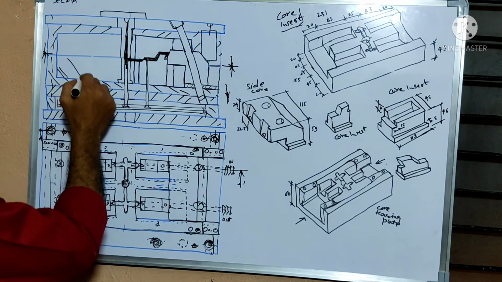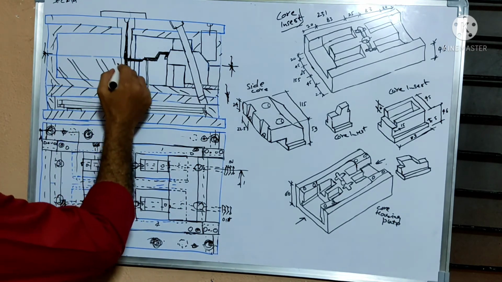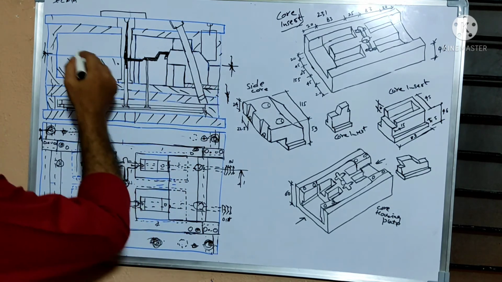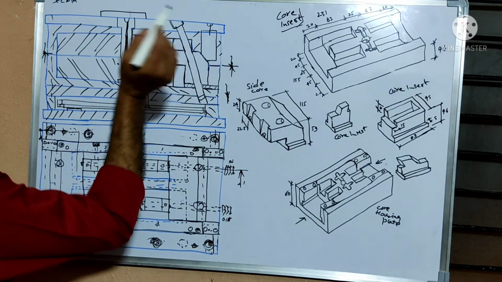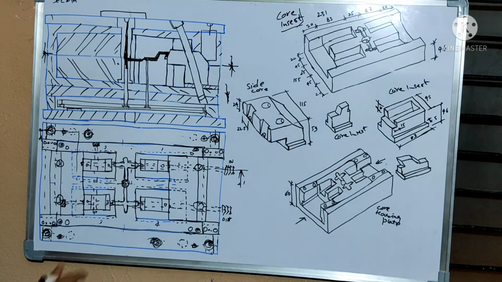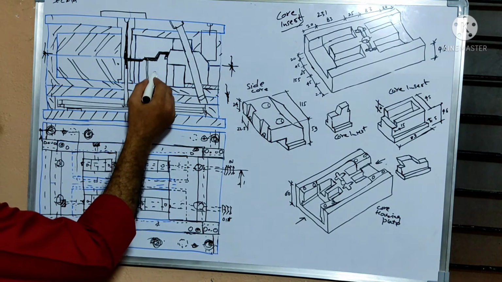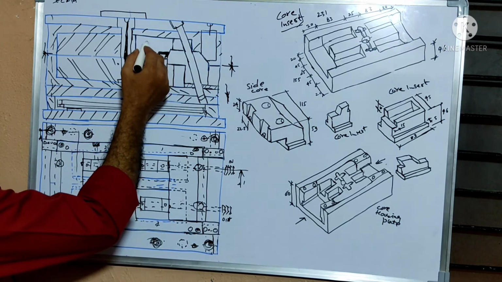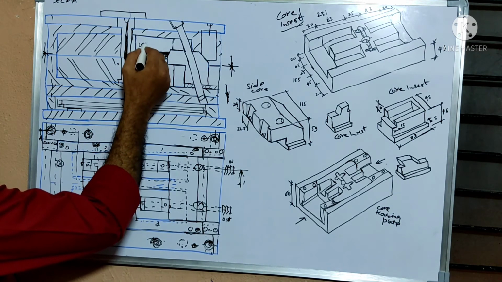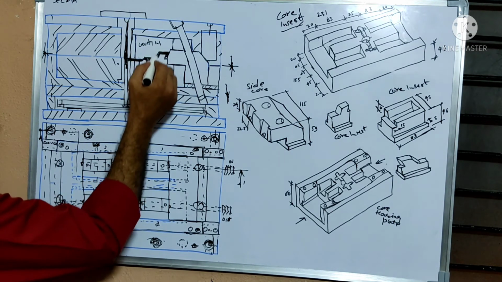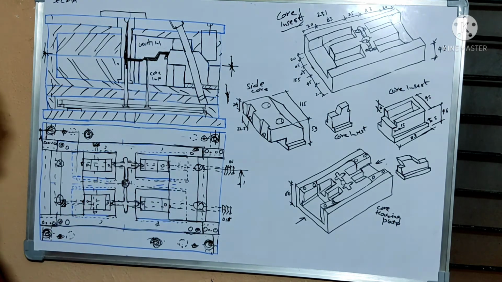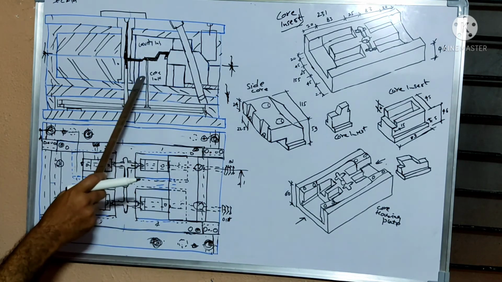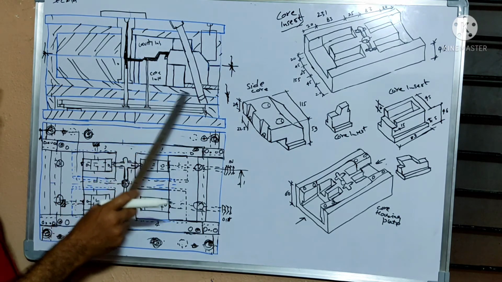Here, hatching is done. And you are observing this one is the core insert, this one is the cavity insert, and then is the core insert. The details of this are shown in here.